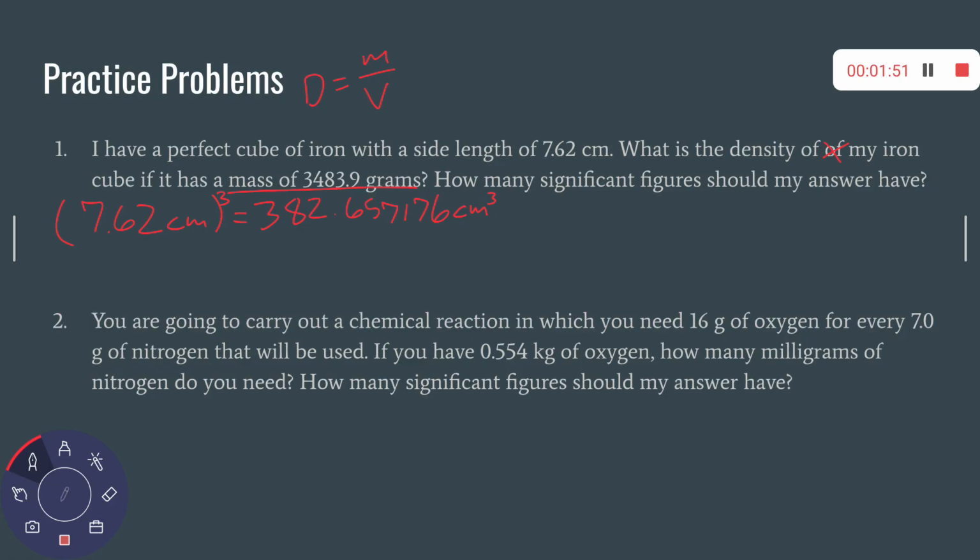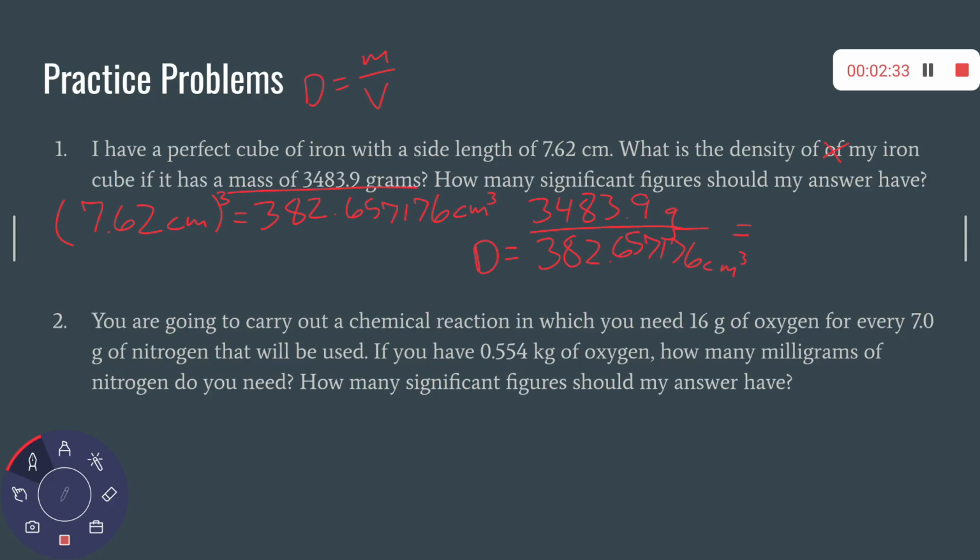So now I have my volume and I know my mass. So all I'm going to do is find that my density is my mass, 3,483.9 grams, divided by my volume, 382.657176 centimeters cubed. And I'm going to put that into my calculator. 3,483.9 divided by my volume. This is where I need to round. This is where I need to ask myself, how many significant figures should my answer have?